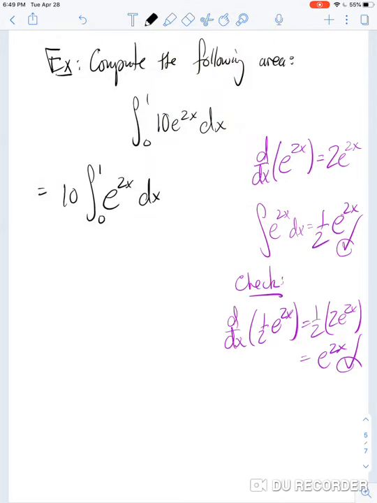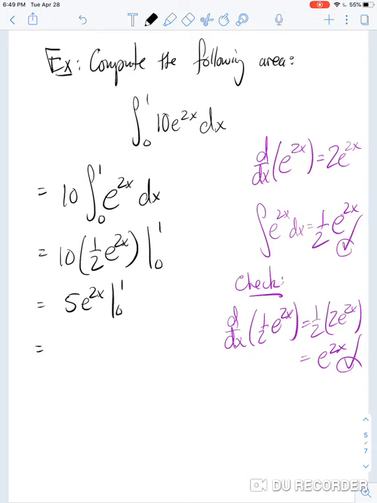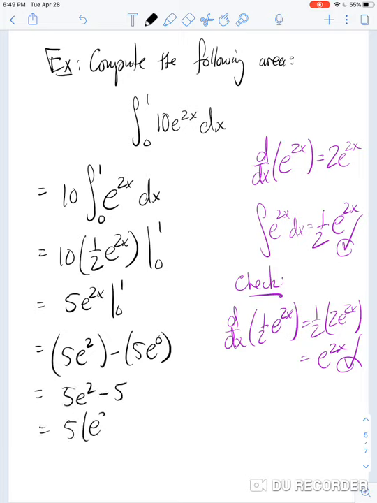So we have 10, and then the antiderivative of e to the 2x we just found was 1/2 e to the 2x, and then I want to evaluate that from 0 to 1. Before I evaluate the antiderivative, I can simplify a little bit. So this would be 5 e to the 2x from 0 to 1. And now let's plug in my stuff. So this would be 5e squared minus 5e to the 0. And again, be careful here, e to the 0 is 1. So I'll be left with 5e squared minus 5, factoring out a 5, I get this. So this would be my area.